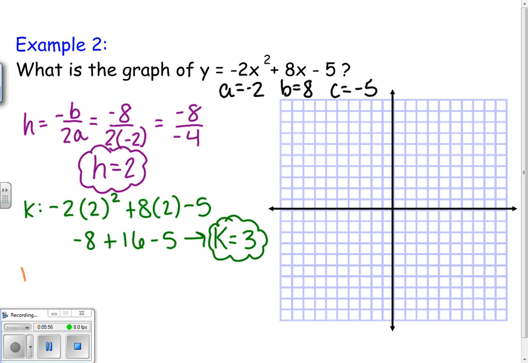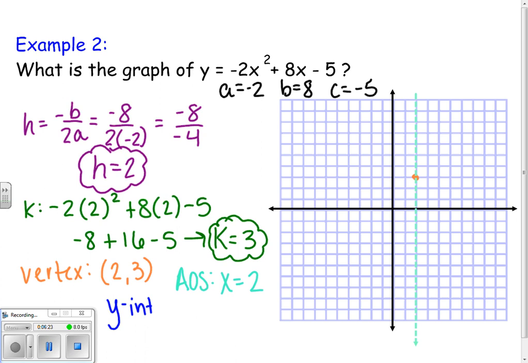So that gives me a vertex. Your vertex occurs at hk. So this one's going to occur at 2, 3. 2, 3 is right there in quadrant 1. And I know that I'm going to have an axis of symmetry at x equals 2. That's going to be a vertical dotted line that goes right down the vertex. I'm going to use that to mirror. And what am I going to mirror? The y-intercept. In standard form, instead of picking a value, just use 0, c. In this case, our c is negative 5.